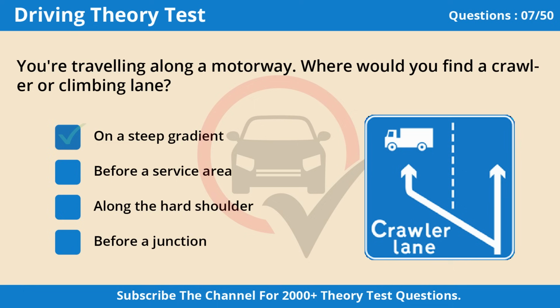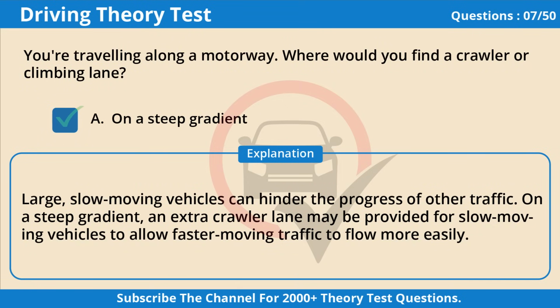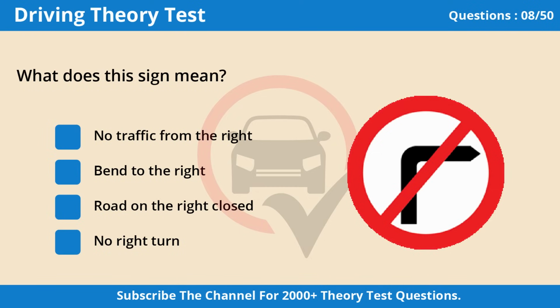A. On a steep gradient. Large, slow-moving vehicles can hinder the progress of other traffic. On a steep gradient, an extra crawler lane may be provided for slow-moving vehicles to allow faster-moving traffic to flow more easily. Question 8. What does this sign mean?